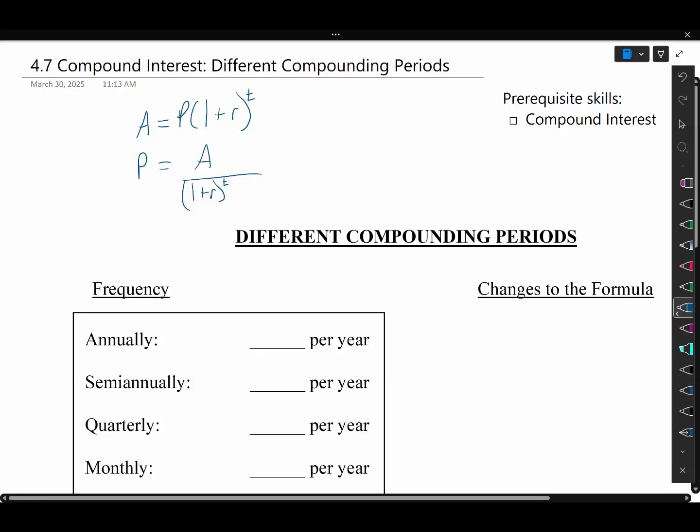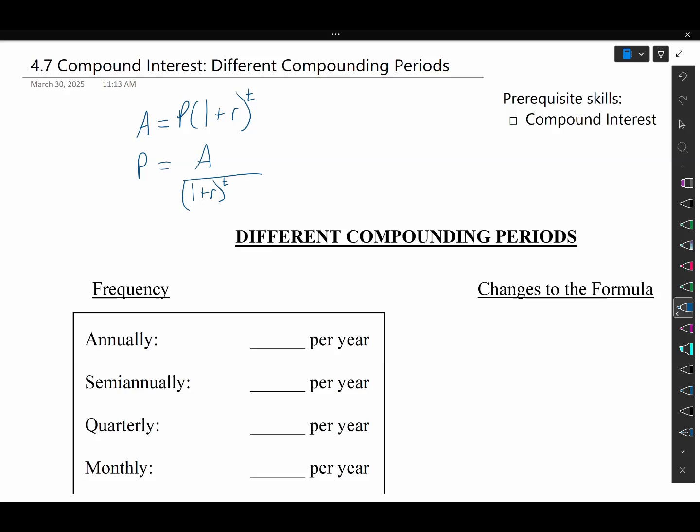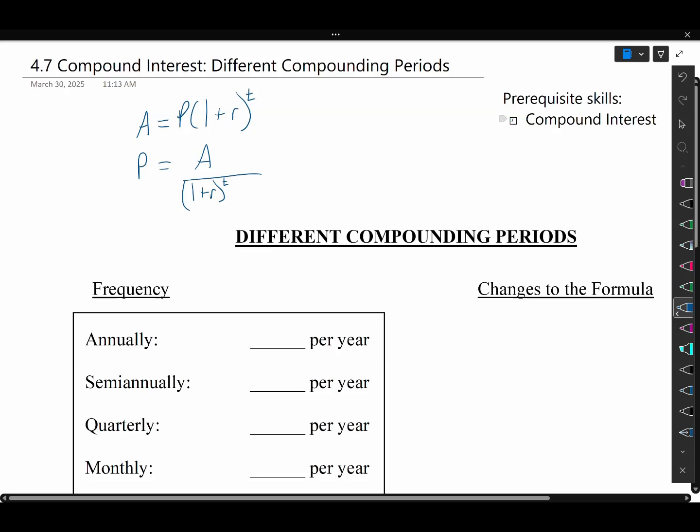All right, a bit of a heavier topic here today in terms of the math demands. Now, we're looking at our compound interest. We're exploring it a little bit further. We're seeing what happens when the calculations are done a greater number of times or with a greater frequency. Our prerequisite skills are the compound interest.